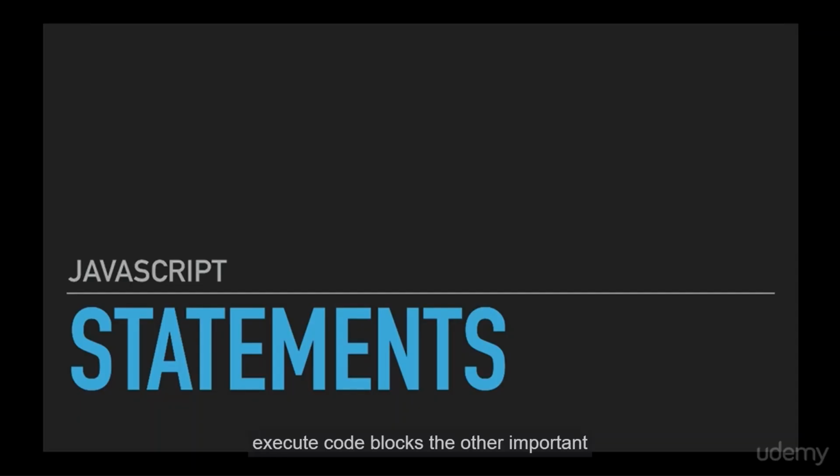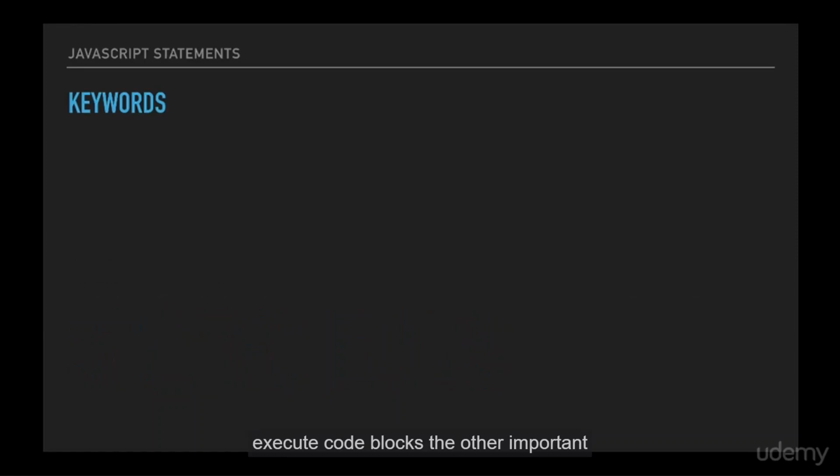The other important aspect of statements is keywords. So what are keywords? Keywords are nothing but reserved words that are used by the JavaScript language, and they cannot be used in your program for your custom purposes, like naming a variable. So what are these keywords? So let's see an example. In fact, the whole list.